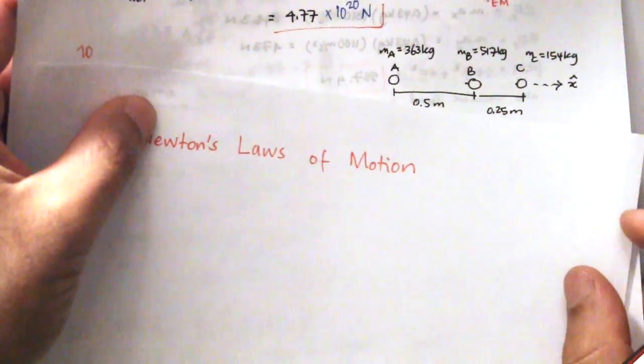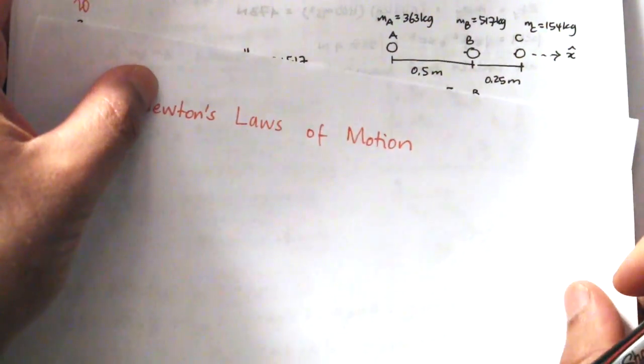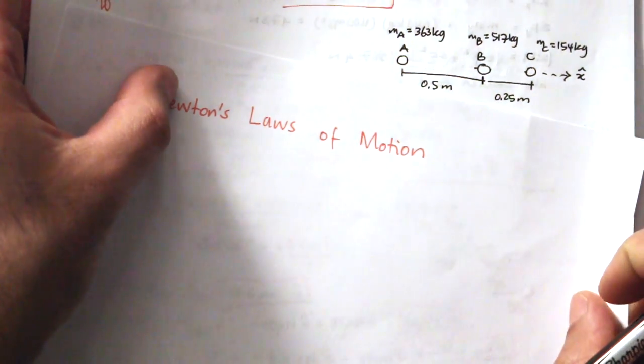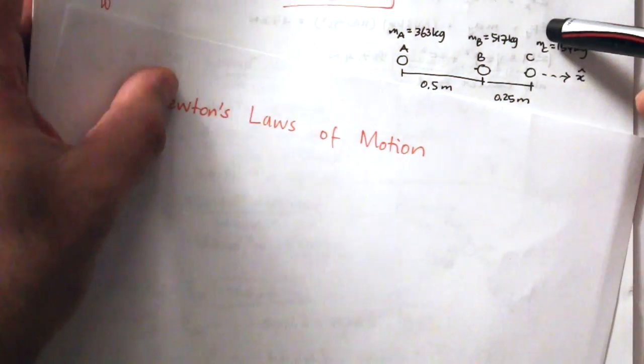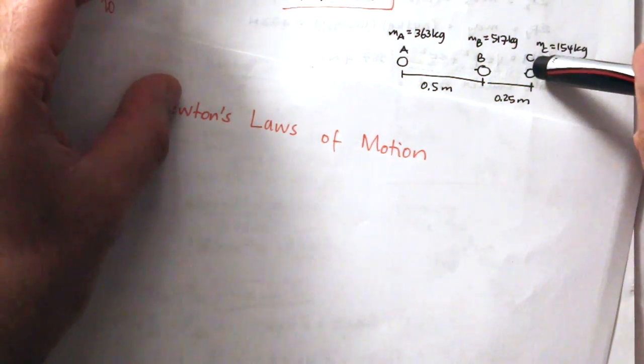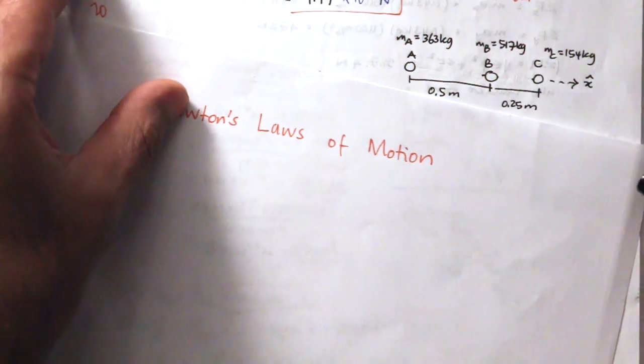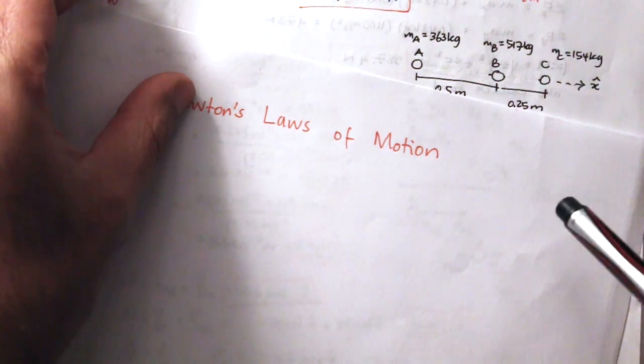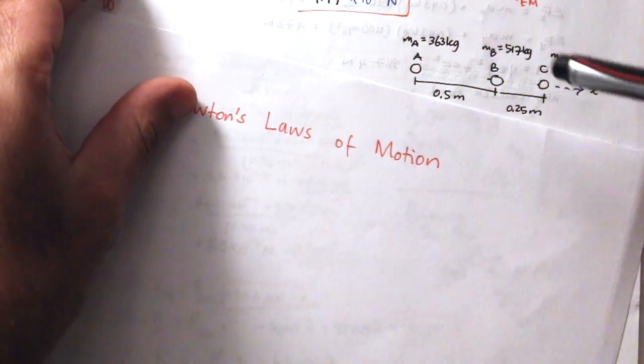Next question is question number 29. Again, go read the question and come back. But the idea there is that I have three masses on a line, mass A, B, and C, and I'm given the masses, and I'm given the distances between them. And the question is, what are the net forces on each of the masses? And the forces between them are going to be gravitational forces.